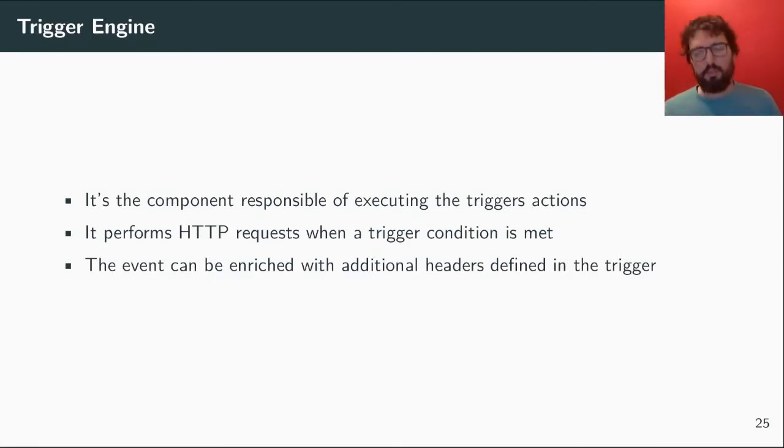So in a trigger, if you, for example, want to send a webhook to an authenticated HTTP endpoint, when you install the trigger you can add, for example, an API key or some kind of authorization header. And each time a trigger is executed, the event also includes those additional HTTP headers.